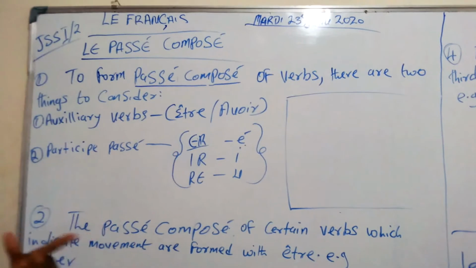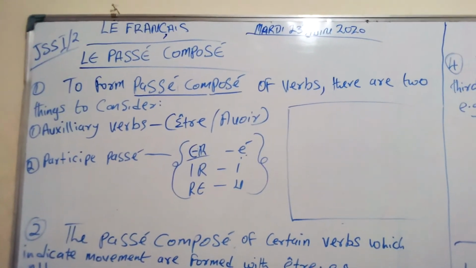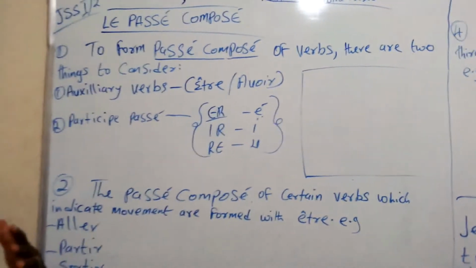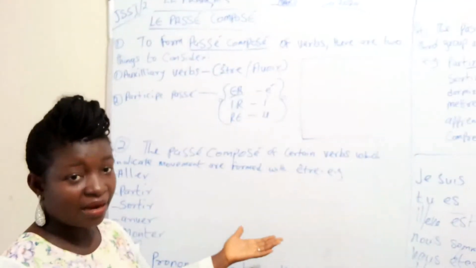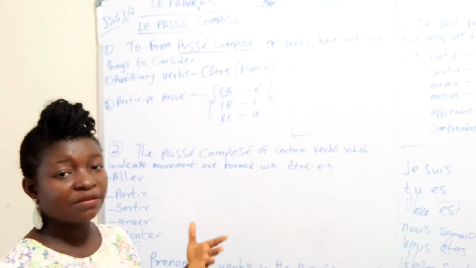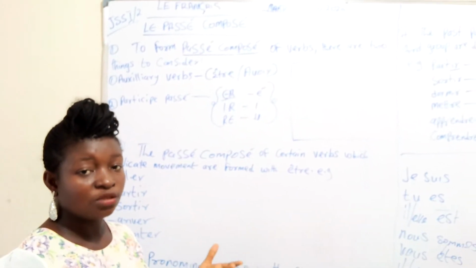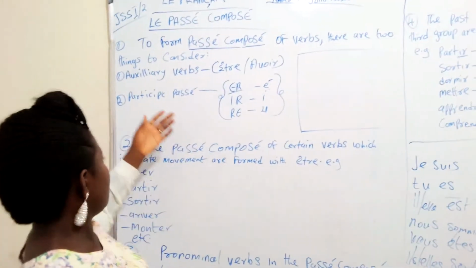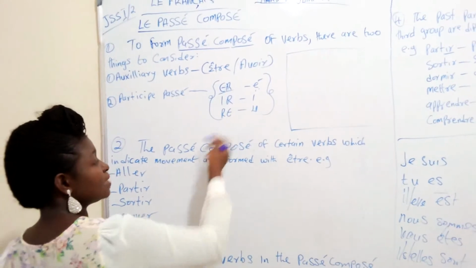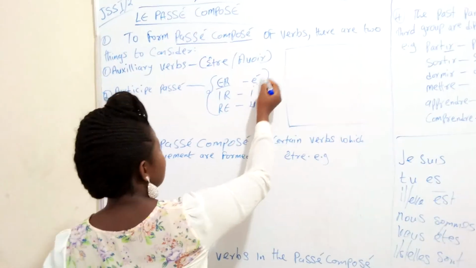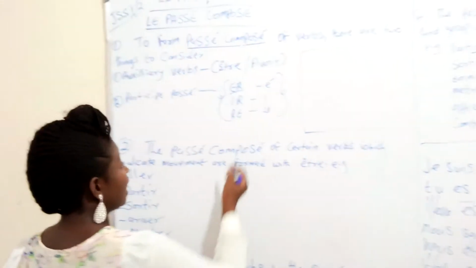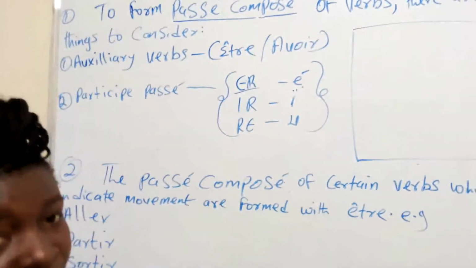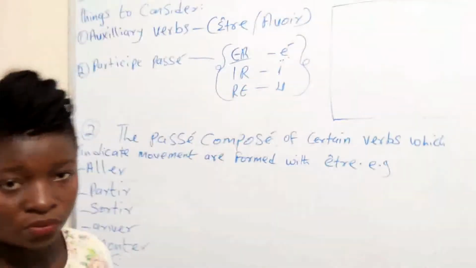Now we're going to look at verbs that use être and verbs that use avoir. Most verbs take on avoir as their auxiliary. Now before we continue, we were talking about participe passé, and the verbs that end in ER, their participe passé is é with the accent on top, and then the IR verb, the participe passé is i. For RE verbs, the participe passé is u.